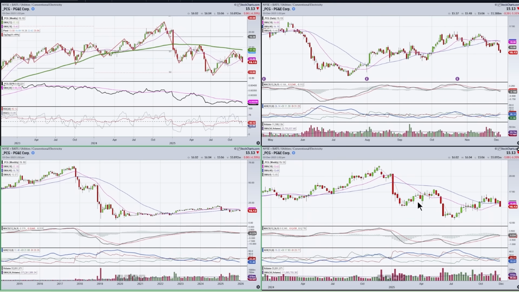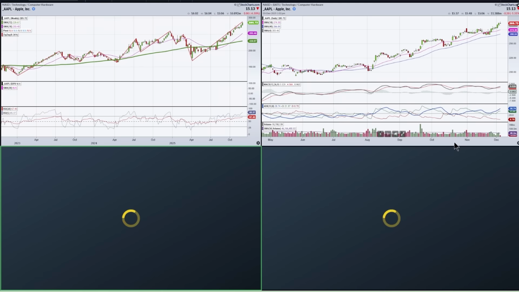So those are the two dominant lines that are going to help control what's going on in the shorter-term time frame. And I do think there's support around 15, maybe a little bit lower, but the problem is that it's going to take a little while to get this going. Let's take a quick peek at Apple.